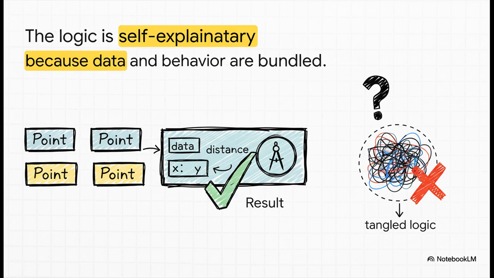For each city in our list of cities, if the bomb's distance to that city is less than or equal to the radius, do something. The logic just makes sense because we've bundled the data, the coordinates, and the behavior, like calculating distance, together into one logical thing. That's the power of objects.